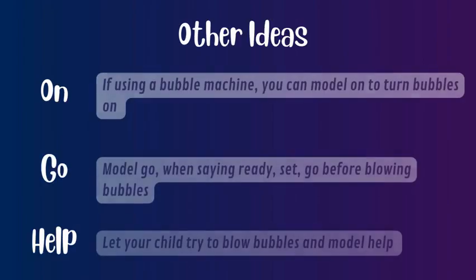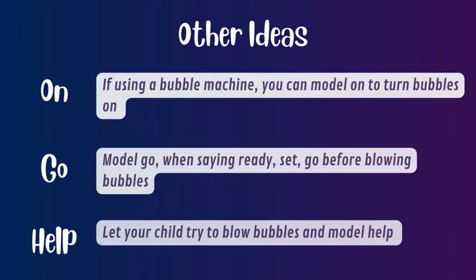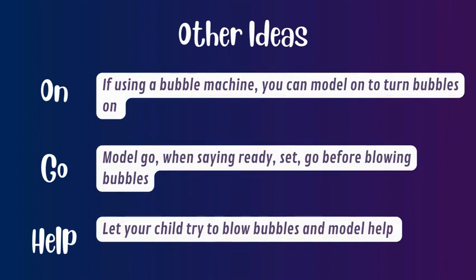And some other ideas for modeling is if you're using a bubble machine, you can model on by turning the bubble machine on. You can model go by saying ready, set, and before you say go, model go, and then start blowing bubbles. Finally, you can let your child try to blow bubbles, and if they need help, you can model help.